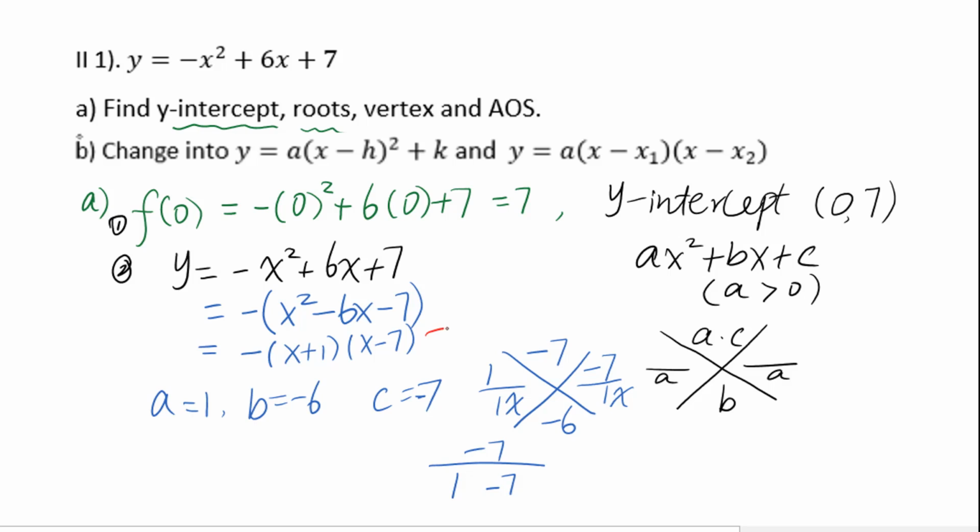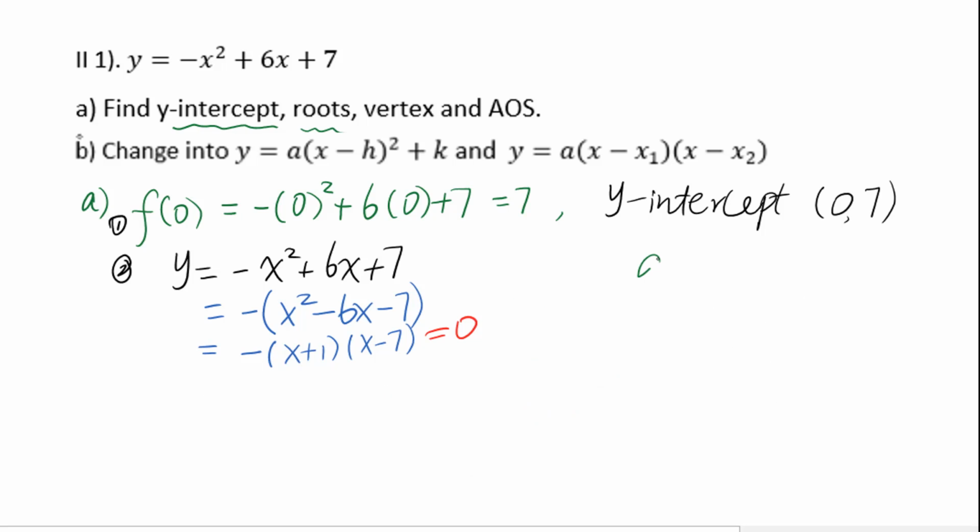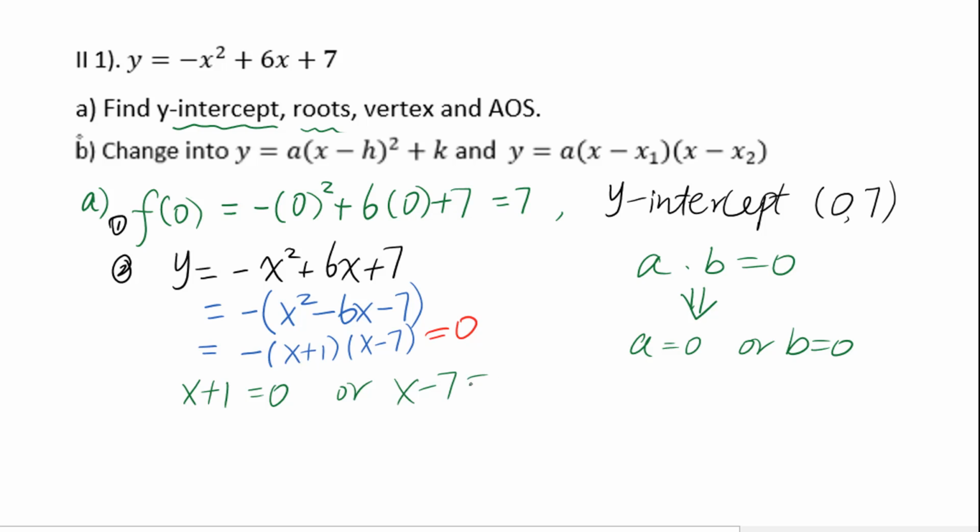Then we will set this equal to 0 to figure out the zeros. We know that if a times b equals 0, then a equals 0 or b equals 0. Therefore, I will set x plus 1 equal to 0 or x minus 7 equal to 0. Your x equals negative 1 and x equals 7. Let's label them x1, x2.